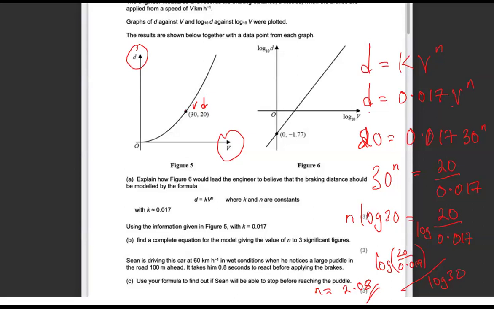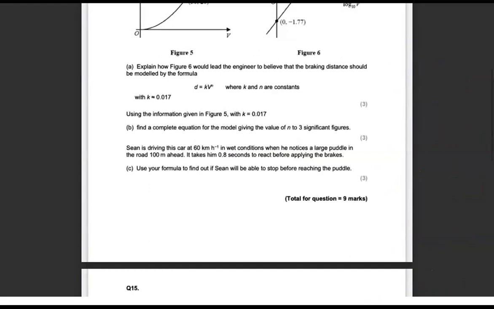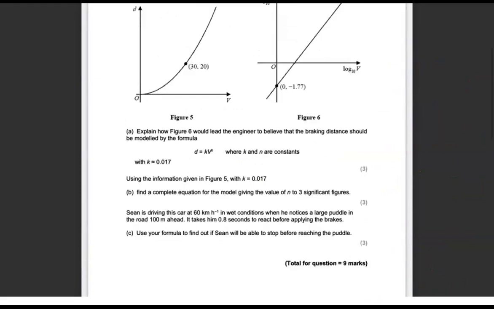So you put that, if you copy that one. Yeah, I've copied that down. So I think this one is 3 marks again. The train is driving at what? At 60 kilometers per hour in wet conditions. When it notices a puddle in the road 100 meters ahead, it takes 0.8 seconds to react before applying the brake. Use the formula to find if Sean would be able to stop before reaching the puddle.